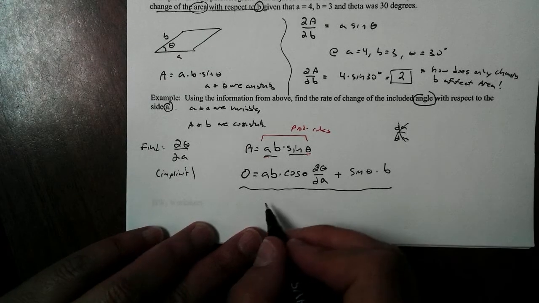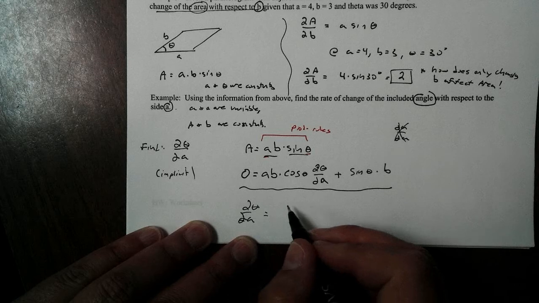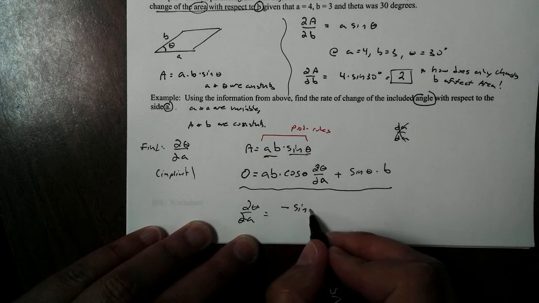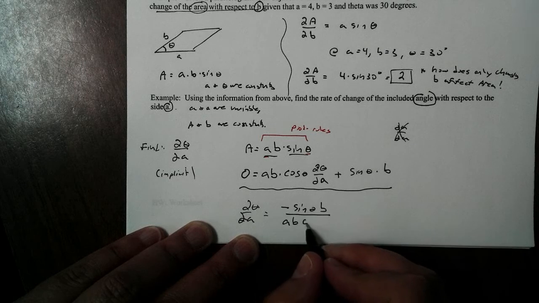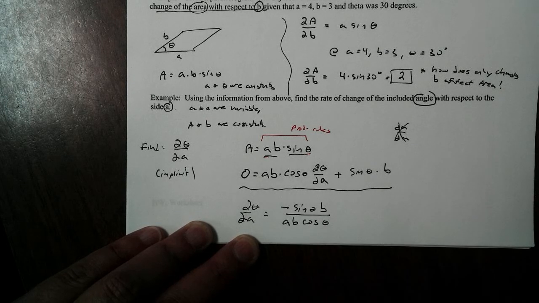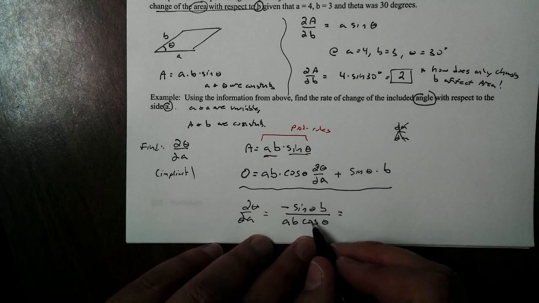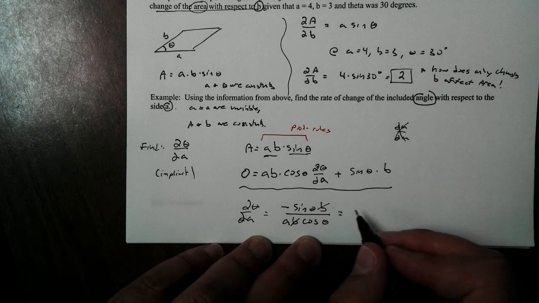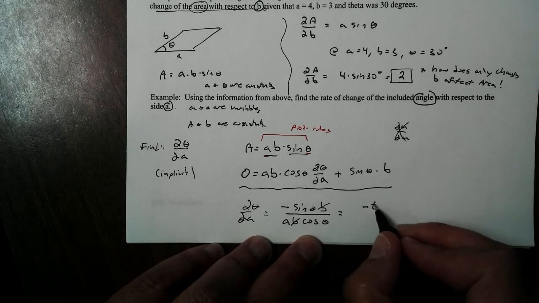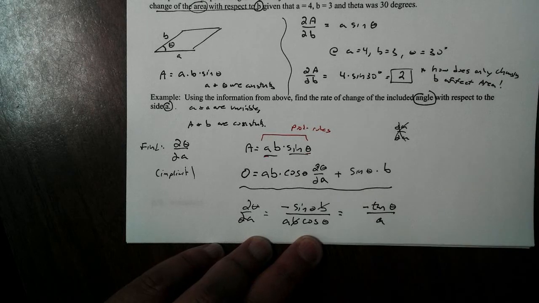And if I solve for the partial of theta, my derivative, with respect to A, we're going to get negative sine theta times B divided by AB cosine theta. And if you simplify that, what is that going to become? Look, the B should cancel out. Sine over cosine is tangent, so we should get negative tangent of theta over A. And then you can solve for your answer right there.